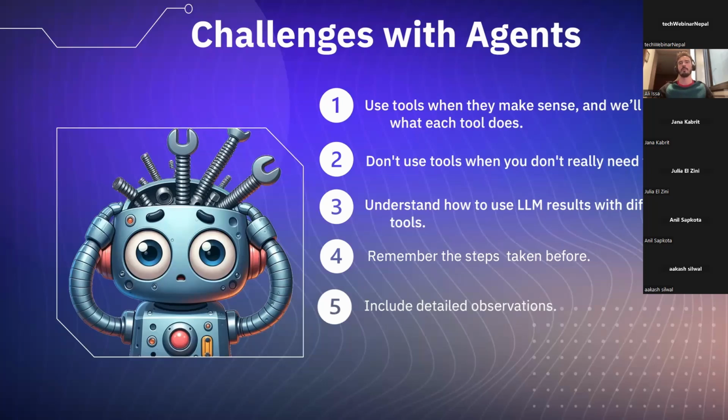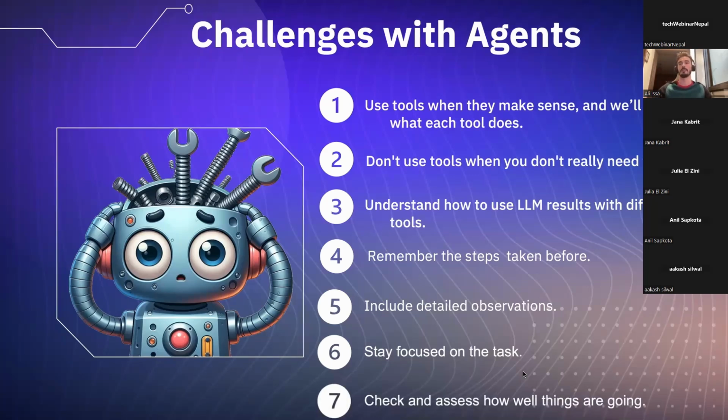And also, how do you include detailed observations? Unlike the self-ask, where we don't have good or detailed observations, how can you encourage the model all the time to give reasonable observations? And also how to let the model stay focused on the task, because if you are decomposing a main task into 10 tasks, maybe when the agent reaches the fifth subtask, it will forget what was the main goal of this whole procedure. So this also is a challenge.